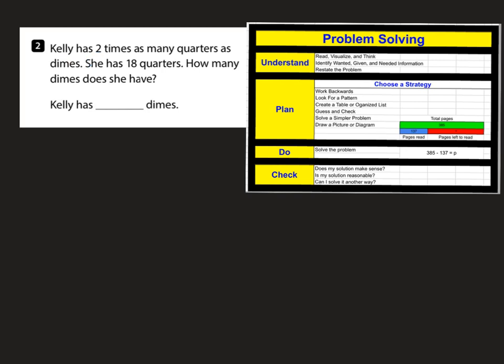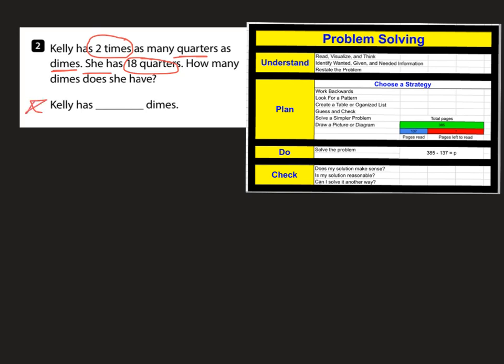Kelly has 2 times as many quarters as dimes. So we have 2 times as many quarters as dimes, or 2 times more quarters than dimes. She has 18 quarters. How many dimes does she have?